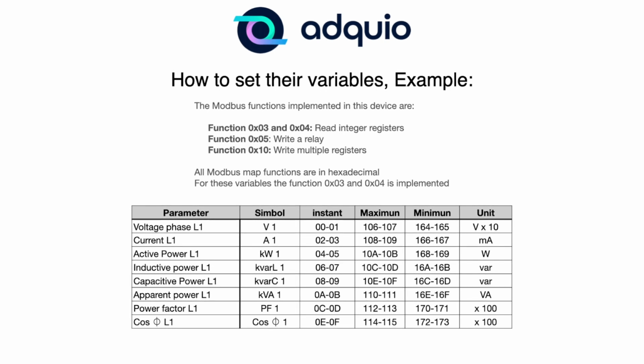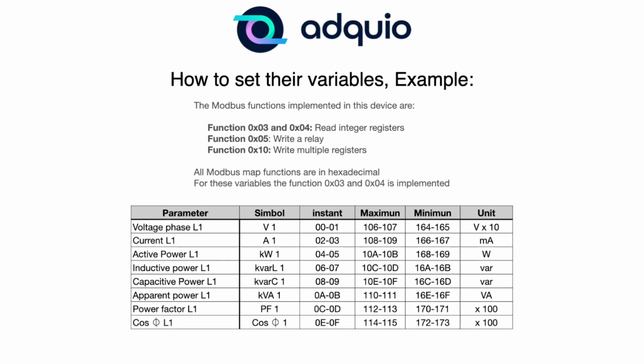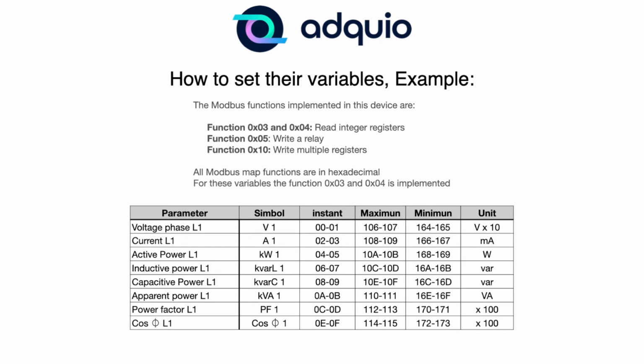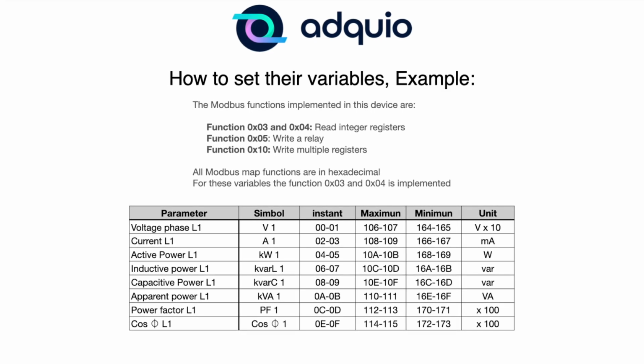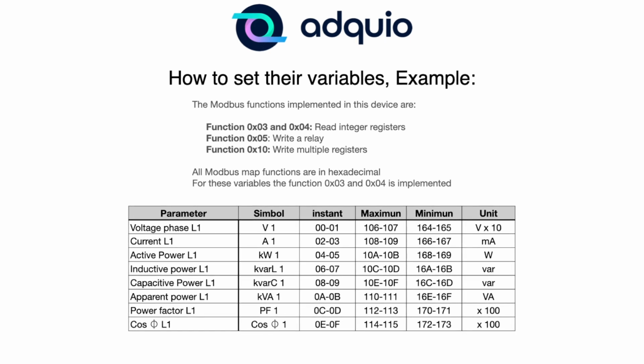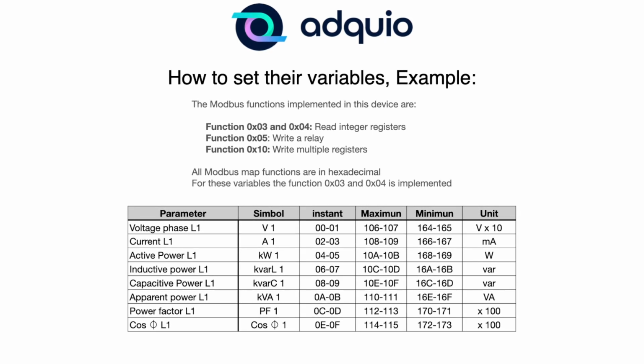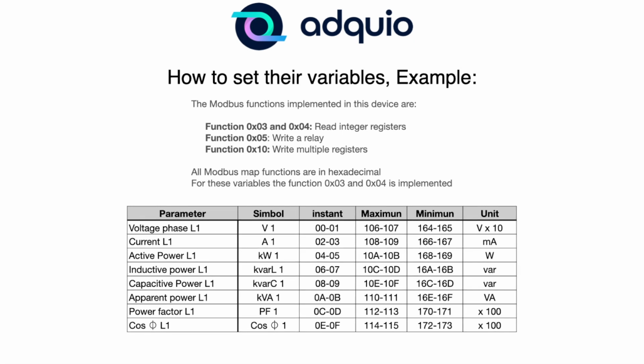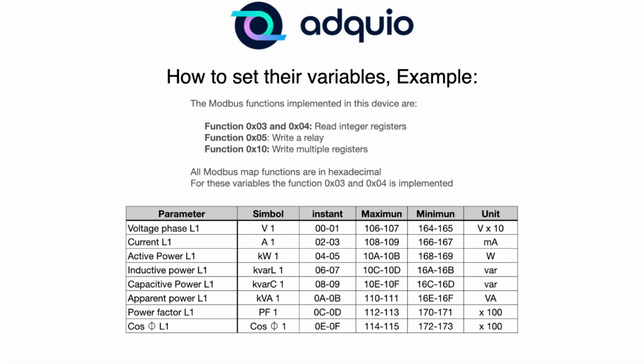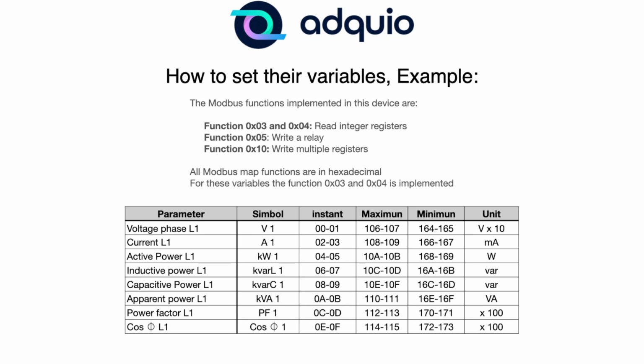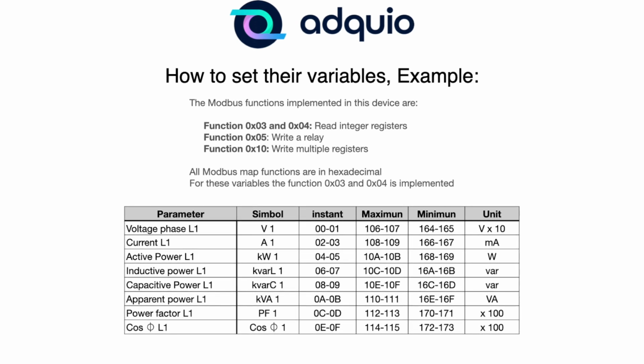Next, we have the maximum and minimum columns, which in our case we are not going to use, but which would be other variables that we can also read, and that would give the maximum tension and the minimum tension, in position 106 and position 164. And finally, the last column, we are very interested, because it will indicate the unit of measurement, and if it is multiplied by some value. In this case, as you can see, in the first element that we are dealing with, which is voltage phase L1, it gives us Vx10, it means that this value is a voltage and it will be multiplied by 10.